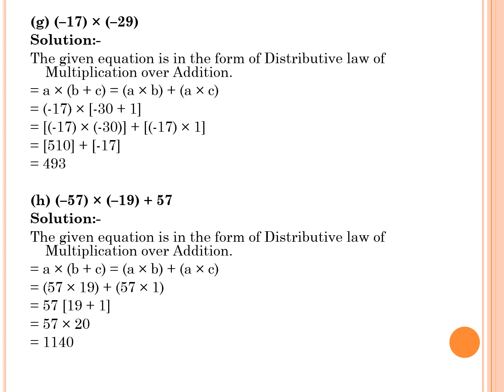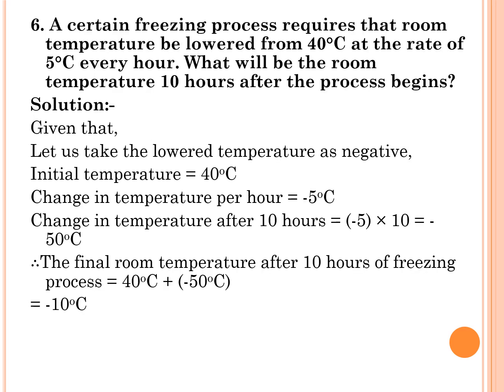57 into 19 plus 57 into 1. Here 57 is common for both, 19 plus 1. 57 into 20 gives you 1140. Let us move on to the next problem, that is the sixth problem.